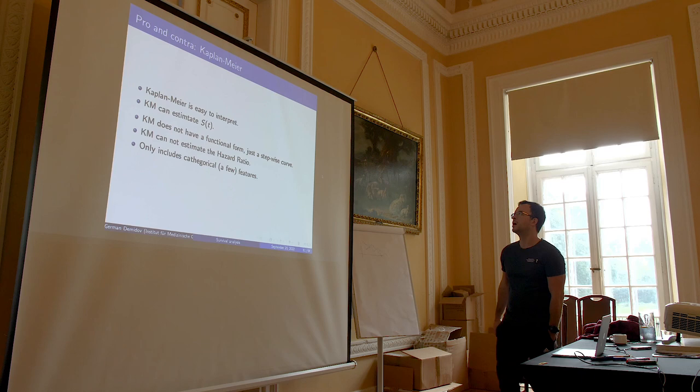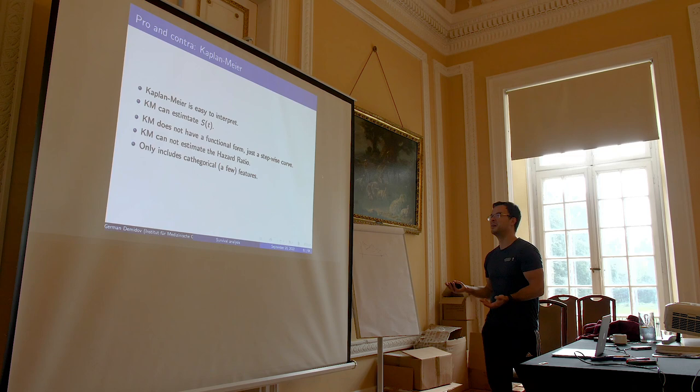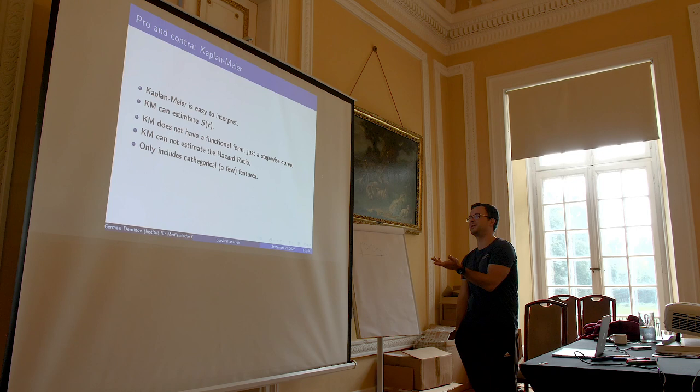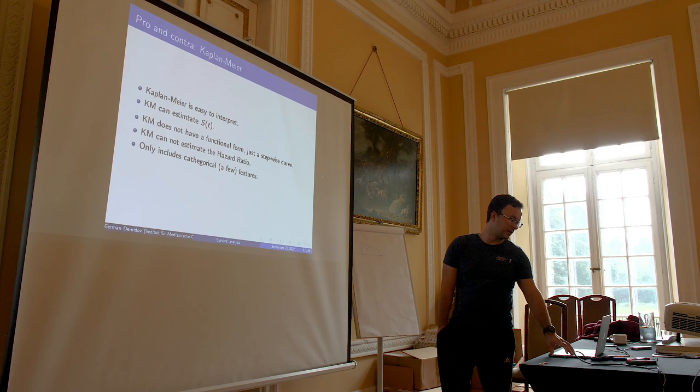It doesn't have any functional form. It's just a more or less stepwise non-parametric curve, which is useful for analysis, but not for extrapolation, for example. You can't extrapolate the curve which they estimated just like this. And you can analyze only a few categorical features as a predictor, you can divide.